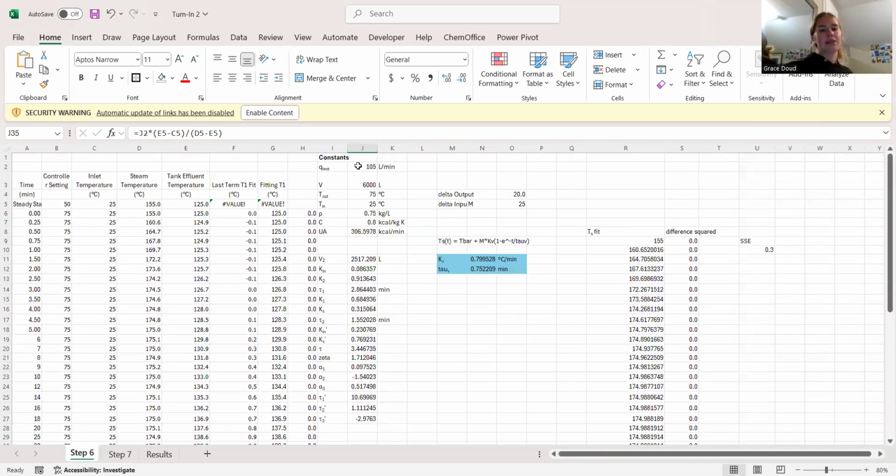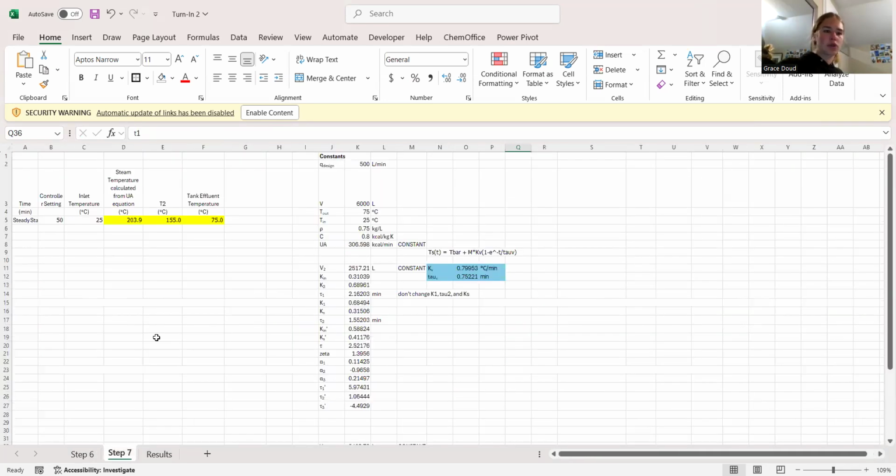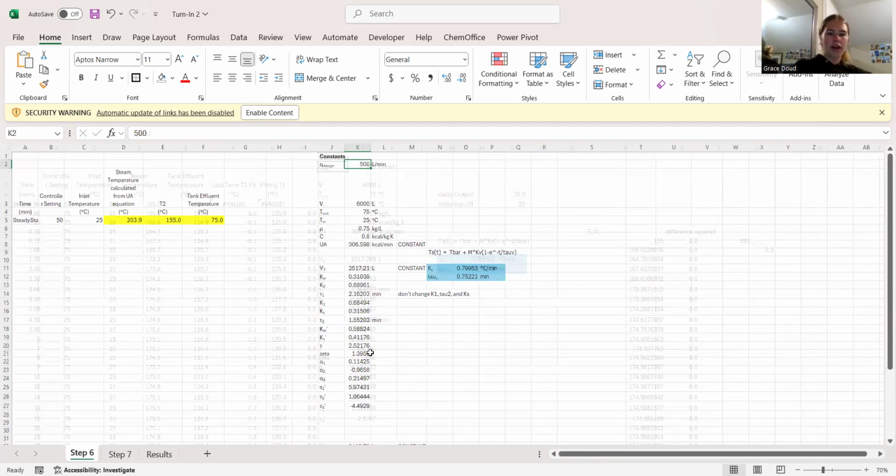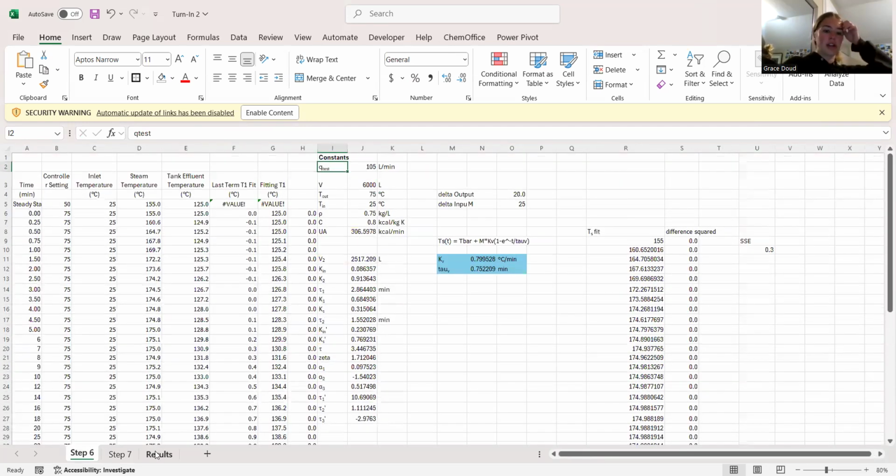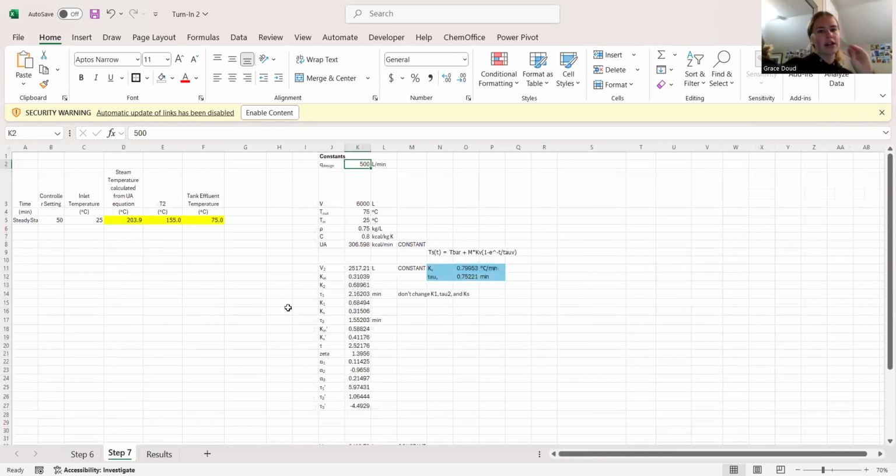Okay, so this was my test run. Then I was able to use that in my actual run. Over here, I changed this. So I brought over these two constants and then my UA value, because those were all going to be constant, brought those over as just constants, and then changed the effluent to 75 for steady state, and then calculated T2 and the UA steam temp, just from that UA equation that we found in turn-in 1, which I'll show in a little bit.